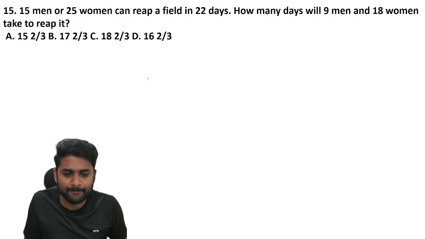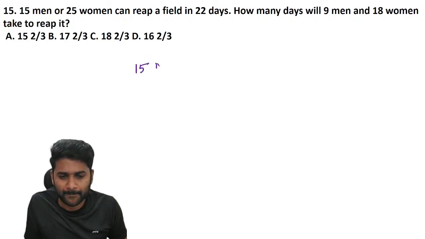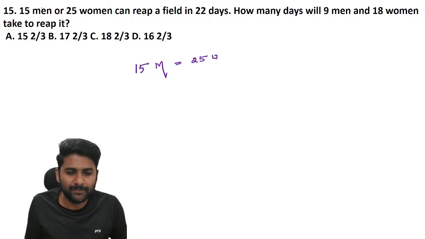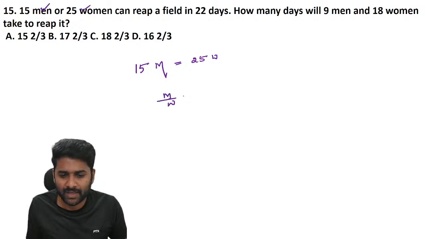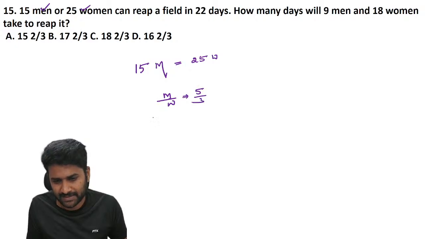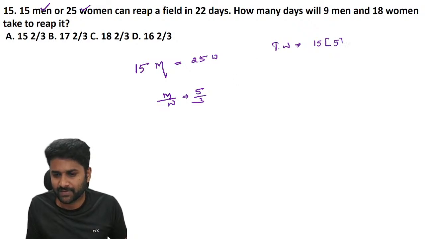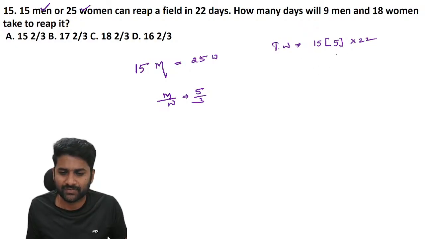Now, same way, see, 15 men or 25 women can reap a field in 22 days. It means 15 men's efficiency is exactly equal to 25 women. So men to women efficiency is 5 by 3. Now, what is the total work here? 15 into men efficiency 5 units, and they reap the entire field in 22 days. So that is the total work.